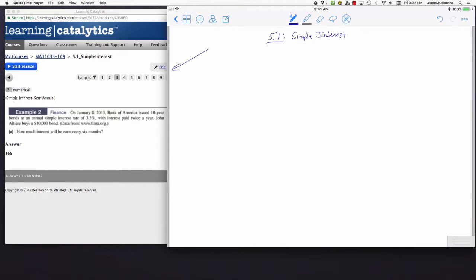This is from Learning Catalytics, and we're talking about an interest-bearing account called a bond. The interest rate on this account is 3.3% APR, and interest is paid twice a year. This is the key part of the problem that we have to figure out what they mean by. And the principal, the amount that the bond was bought for, is $10,000.